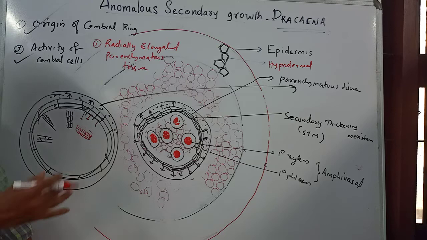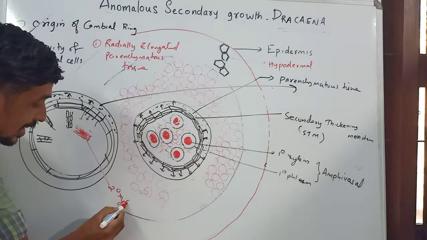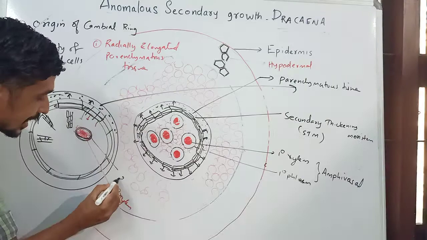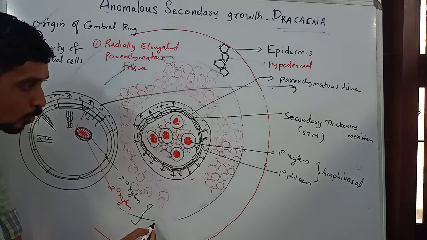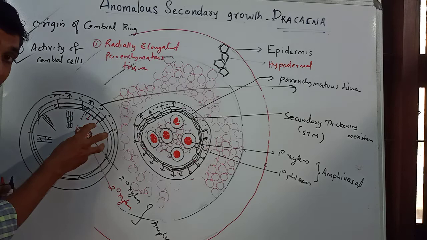Among these, the cells present in the inner region slowly transform, or undergo metamorphosis, into secondary xylem. And those cells present at the periphery slowly convert into secondary phloem. So here we'll get a new vascular bundle, that is a new amphivasal vascular bundle, just around this primary vascular bundle. And those amphivasal vascular bundles are embedded within this conjunctive tissue.